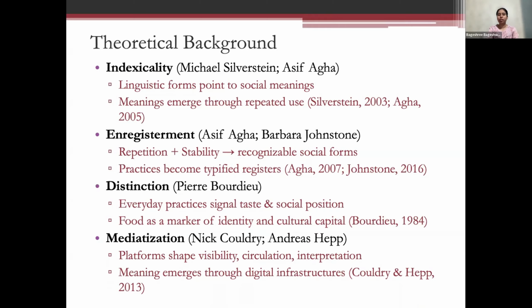So that is enregisterment. The third concept is distinction by Bourdieu. It means how everyday practices signal taste and social position, and how food also acts as a marker of identity and cultural capital. The fourth concept is mediatization by Couldry and Hepp, according to which meaning emerges through digital infrastructures, through circulation, visibility, and interpretation.